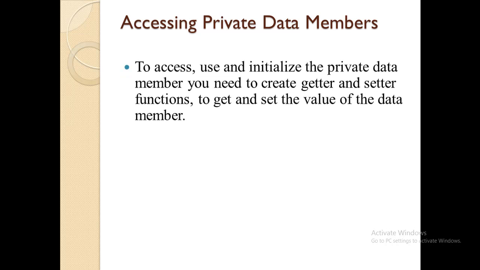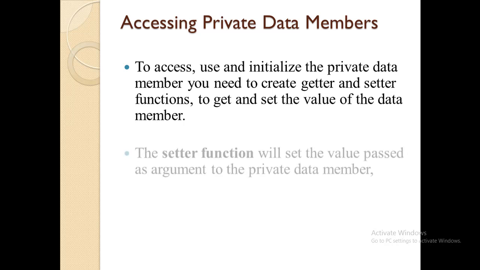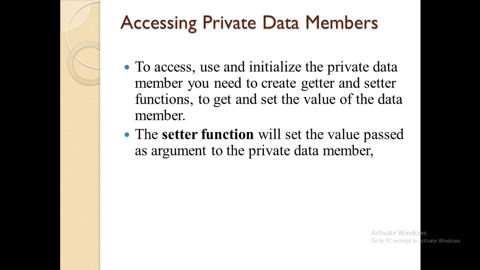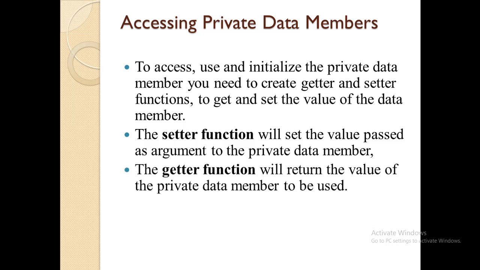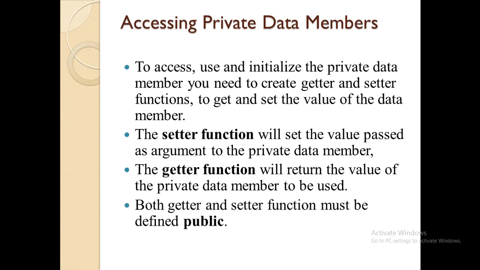To access, use, and initialize the private data members, we use getter and setter functions to get and set the value of data members. The setter function will basically set the value passed as an argument to the private data member, while on the other hand, the getter function will return the value of the private data members to be used. Both getter and setter functions must be defined public.